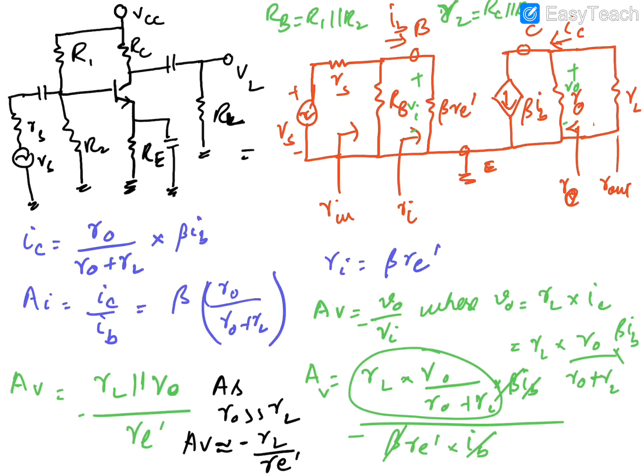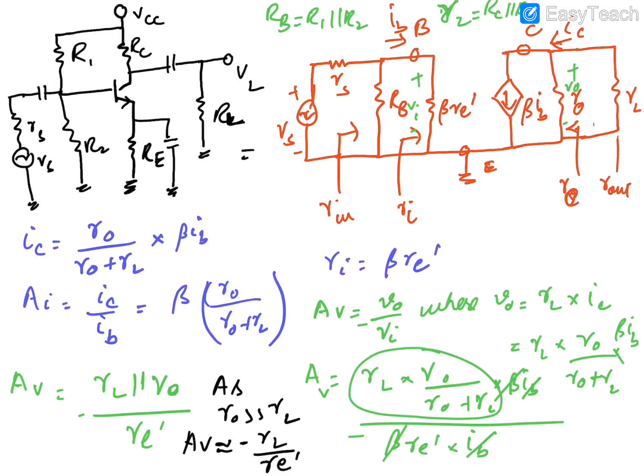Now we have to find the value of open loop voltage gain, which is found from the output of transistor to input of transistor. So it is equal to minus V naught over Vi, because the directions of current is different in this case.